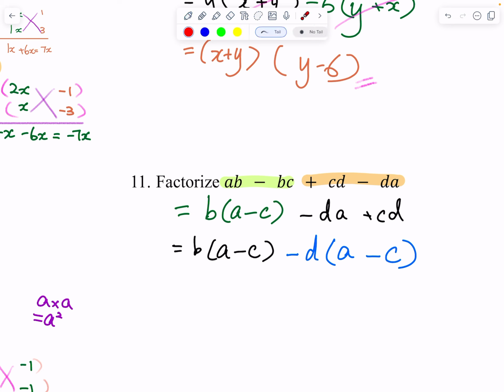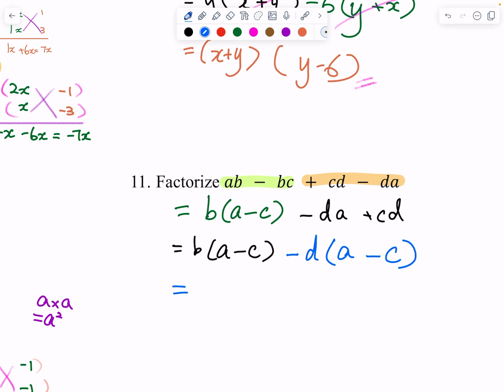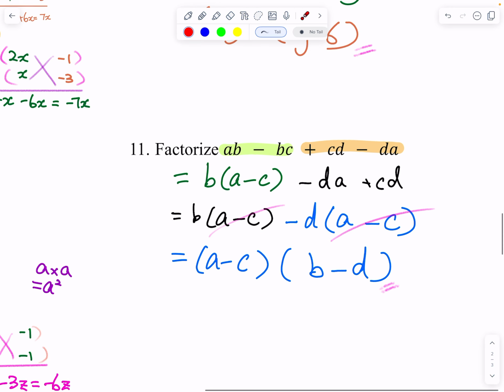Alright. And then now from these two, anything the same? A minus C. What is left? You took out A minus C, so B minus D is left. And that's your final answer. Make sure that there's always something the same, or else there might be a typo. You can always ask your teachers in charge or even the tutors.